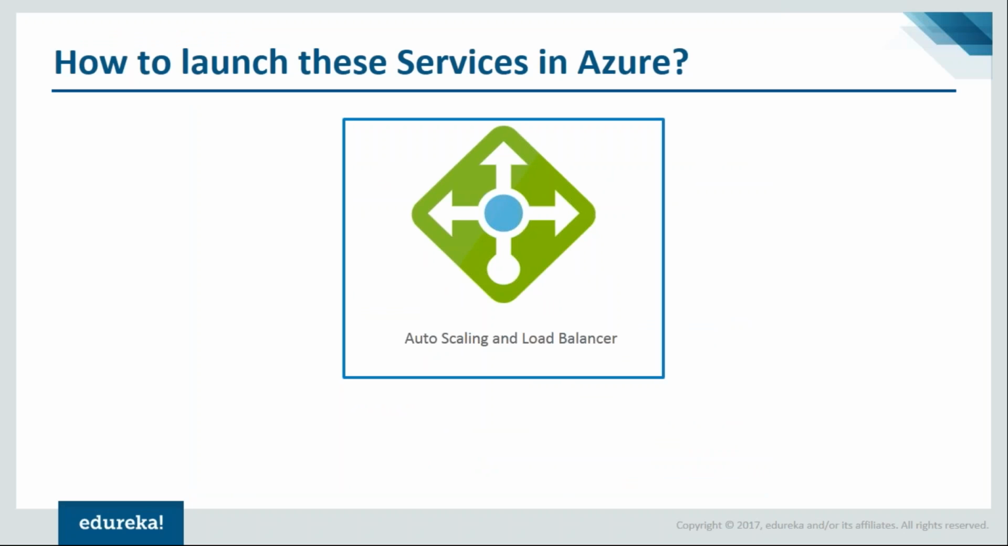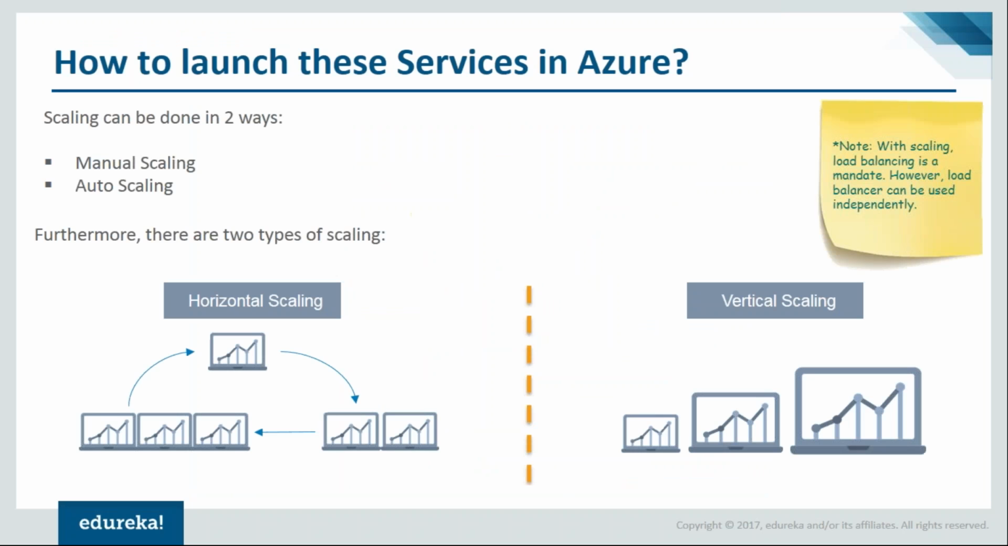So let's come to the auto scaling part now. Basically we have to configure our web app to auto scale as and when required. Let's see how we can do that. Let's understand the types of auto scaling first. Basically there are two types of scaling. One is called horizontal scaling and one is called vertical scaling.